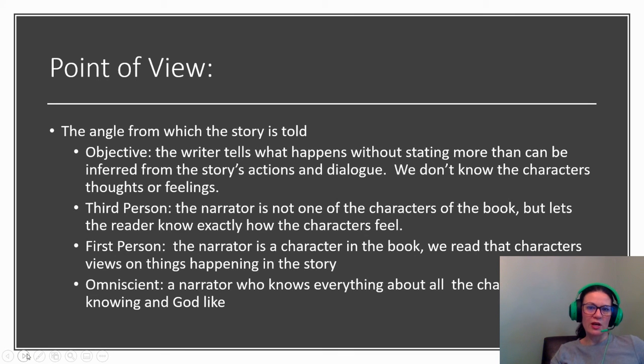Third person, the narrator is not one of the characters of the book, but lets the reader know exactly how the character feels. First person, the narrator is in the book. We read that character's views on things happening. So that's your one narrator telling you their point of view and what's happening around them. And then omniscient is knowing everything. A narrator who knows everything about all the characters, all their thoughts, everything they say, all knowing, godlike.